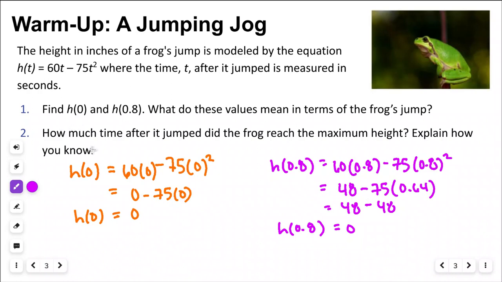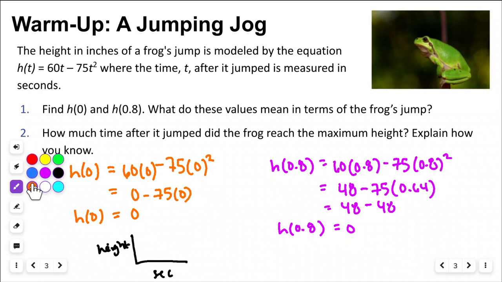Number 2 asks the question, how much time after it jumped did the frog reach the maximum height? Now, I've had students read through this and say, it would sure be nice if we have a graph. Am I supposed to graph it? We can start thinking about the graph, but it's not necessary to have the graph to answer this question. If we think about the graph, down here is our time, our seconds, and this is our height. We already know 2 points.